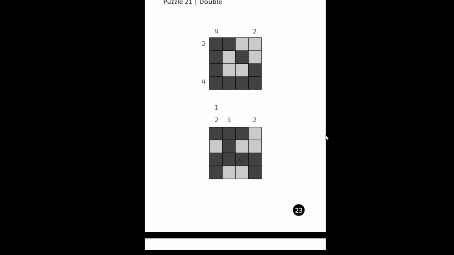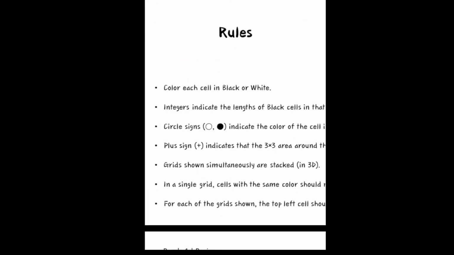Well, if we stack these, we certainly get 2x2s in 3D. So that's not relevant. In fact, that's fine. The rule says in a single grid, cells with the same color should not form 2x2s. So why does it matter? I do just want to double check. It doesn't matter for any of the rules, right? Not this rule. The length of black cells, yeah, I don't think that's relevant. Indicate the color of the cell. I mean, these could apply vertically, but that's unlikely.